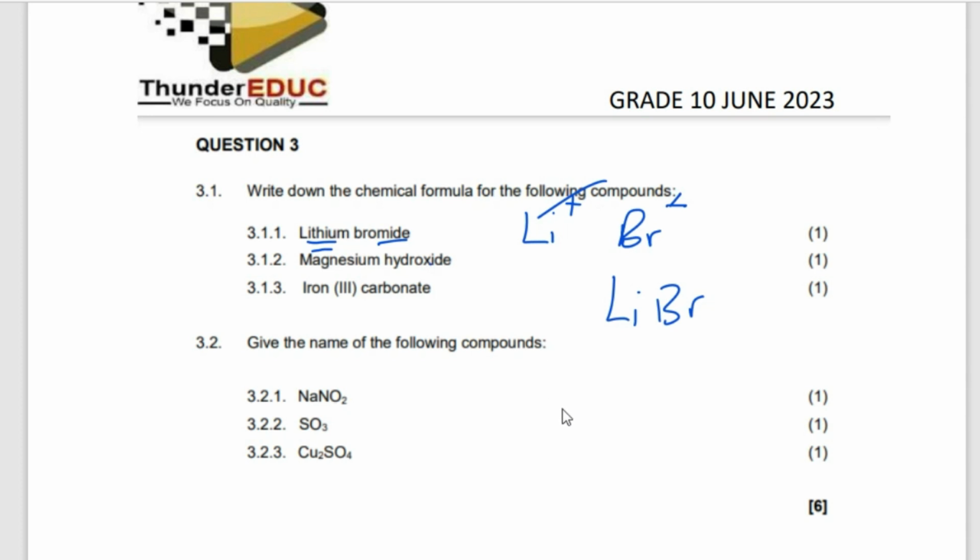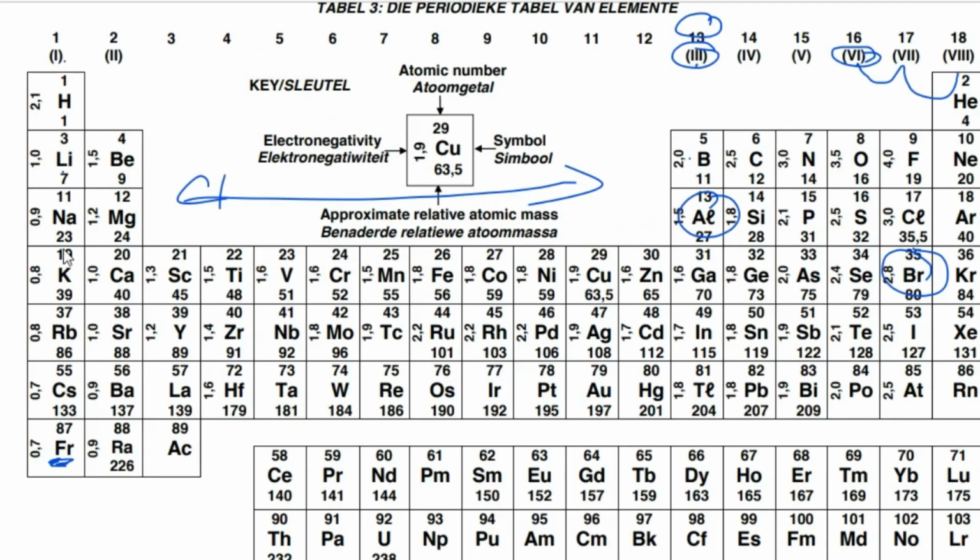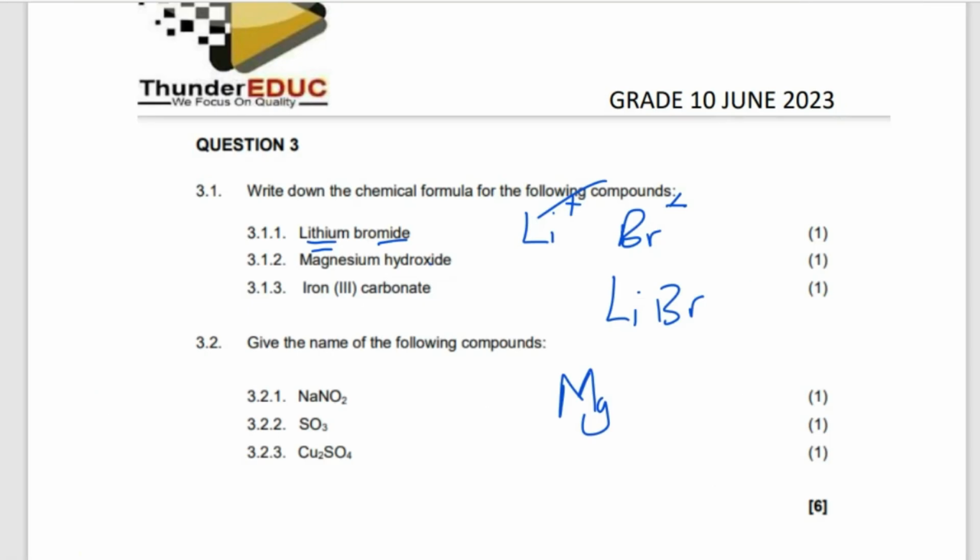Magnesium is in group 2. Go to group 2, you'll find magnesium. Where's magnesium? It is here. So magnesium is going to lose 2 electrons. It becomes positively charged. Is it clear?